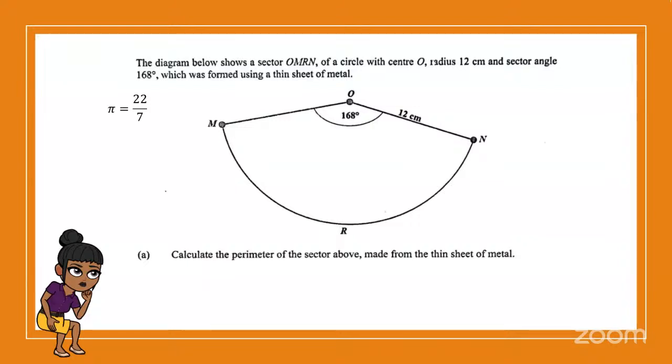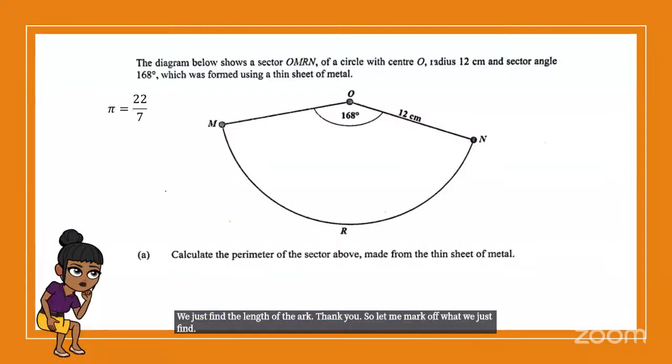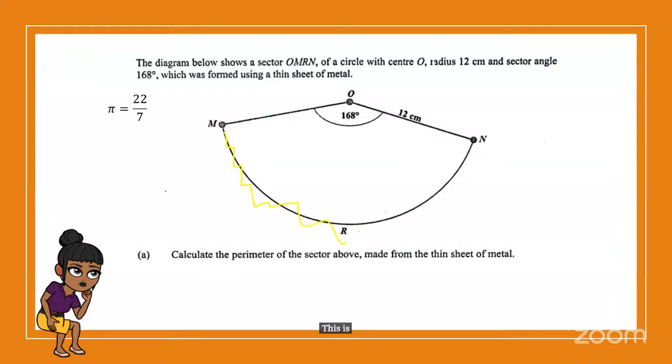35.2. So wait then now, somebody, anybody, what did we just find? The length of the arc. We just found the length of the arc. Thank you. So let me mark off for Uno what we just found, so Uno can see what just happened. This is all we just found.